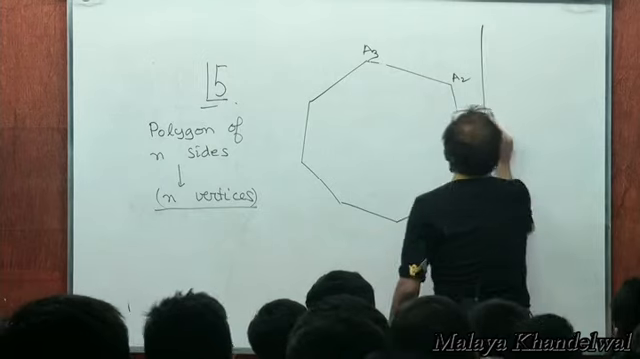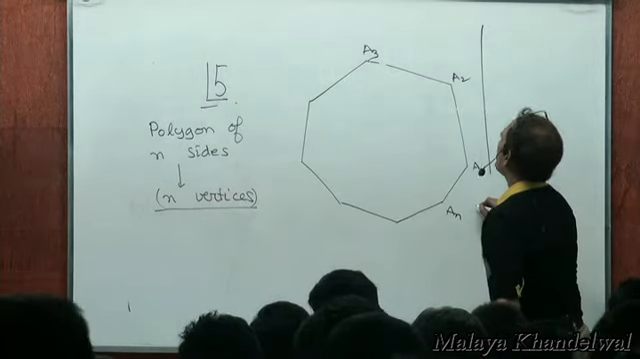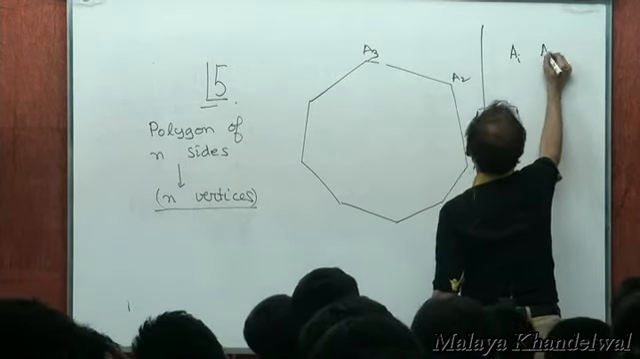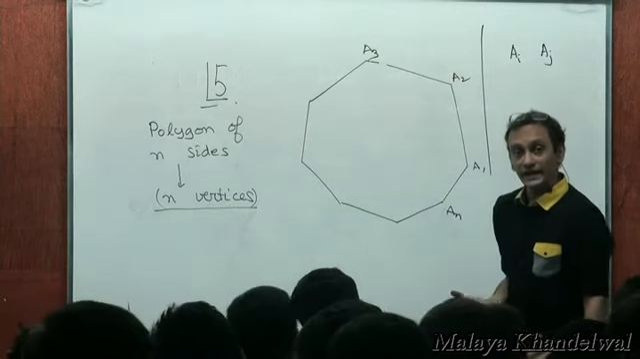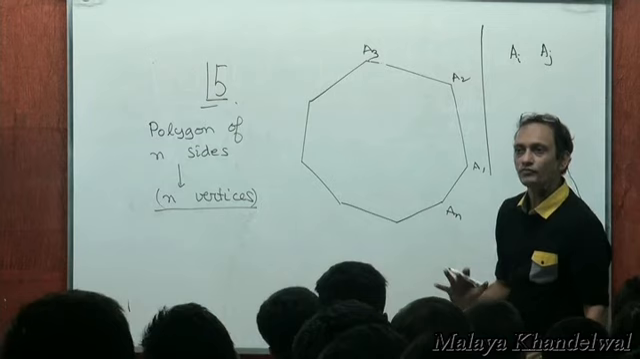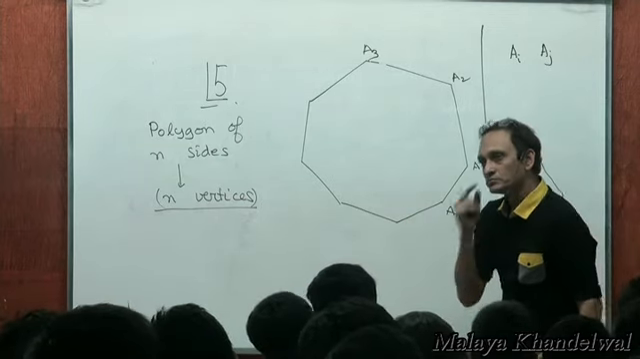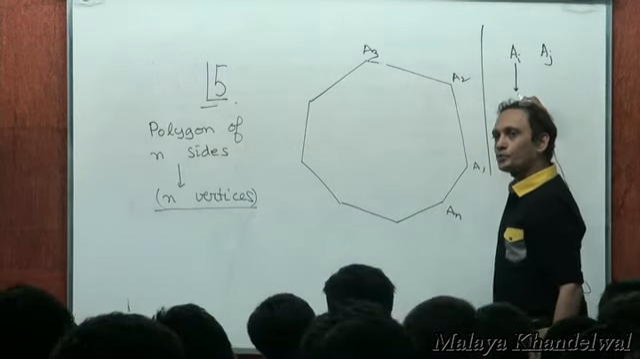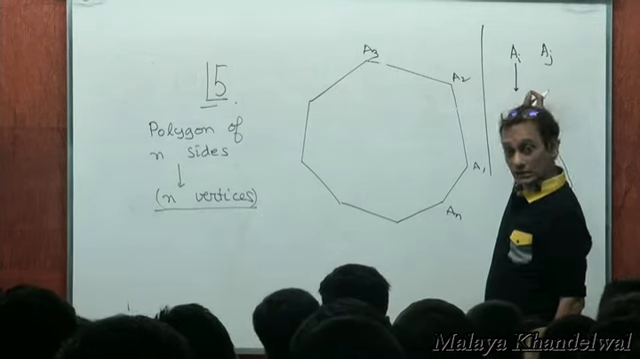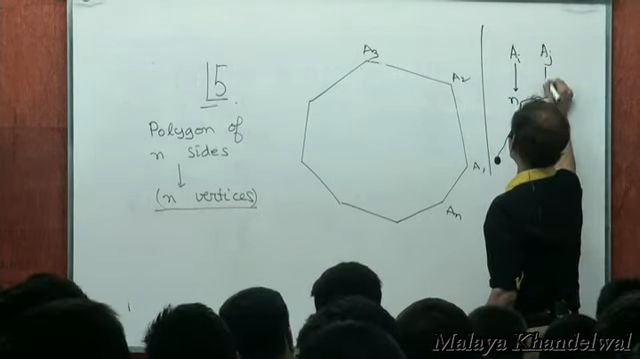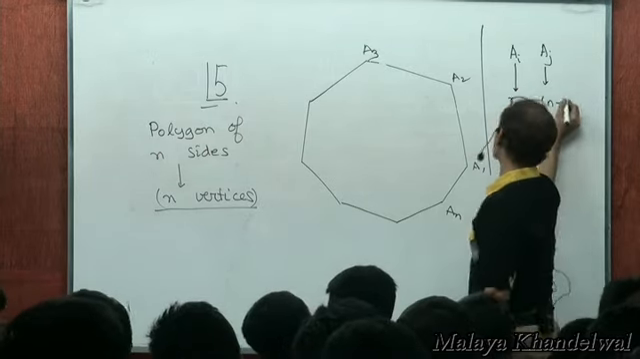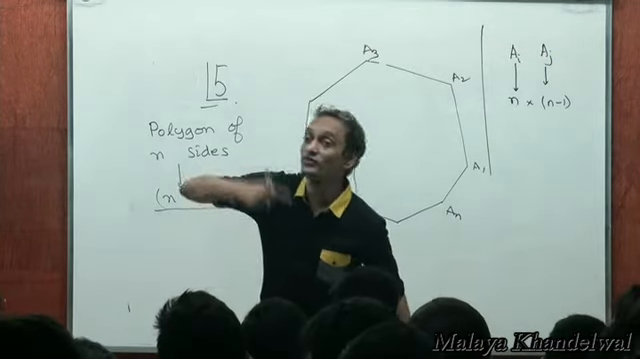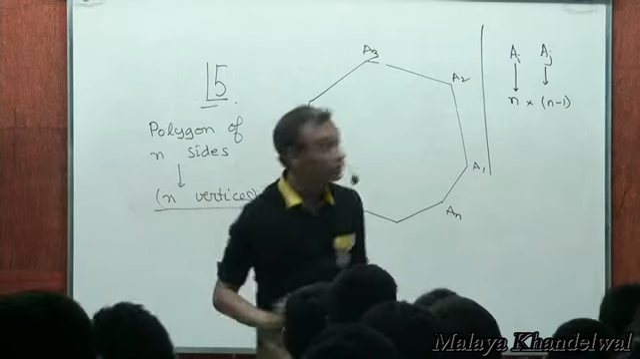Let's say I select any vertex, say Ai, Aj are two vertices that are joined. Creating a diagonal tentatively would mean the join of two vertices, Ai and Aj. Now, Ai could be selected in n ways. The first vertex could be selected in n ways. The second vertex then could be selected in n minus 1 ways, because if Ai is selected, then the second vertex cannot be Ai. It would be any one of the remaining n minus 1 vertices. Yes or no? Yes, sir. Right?